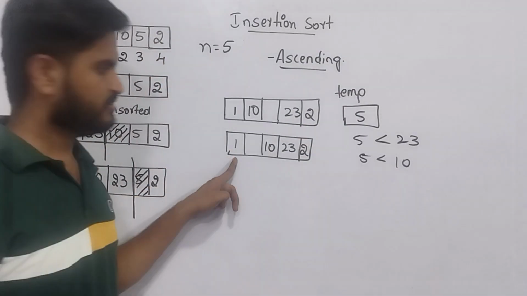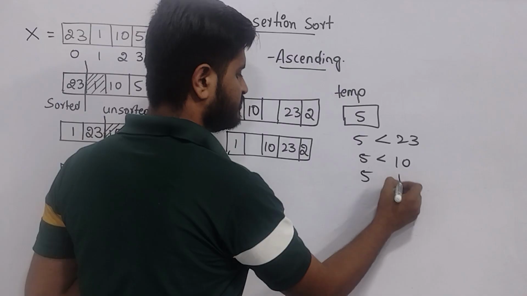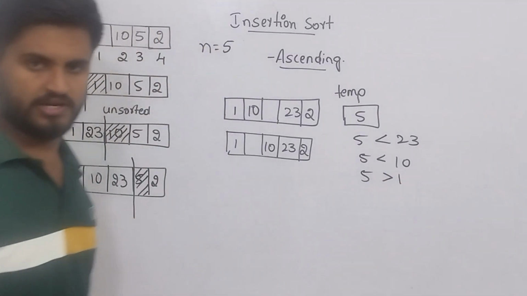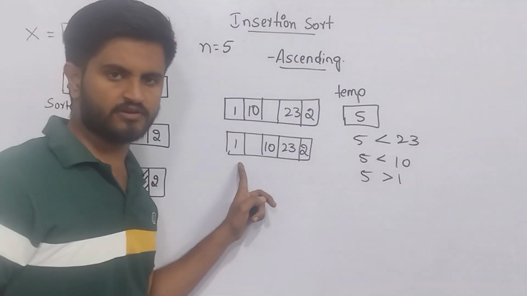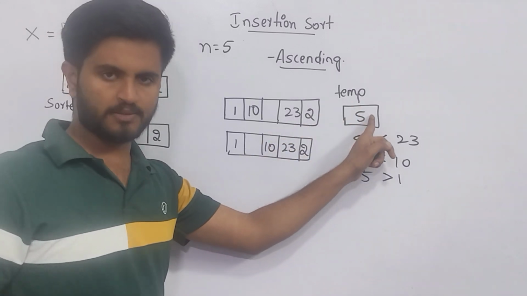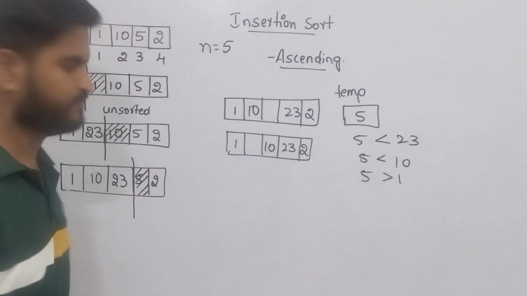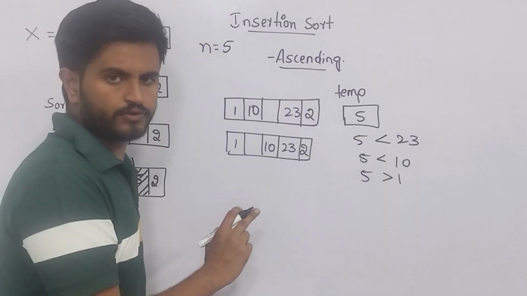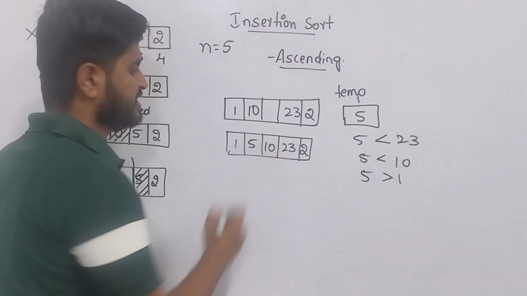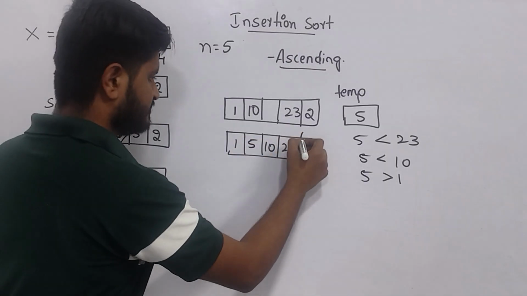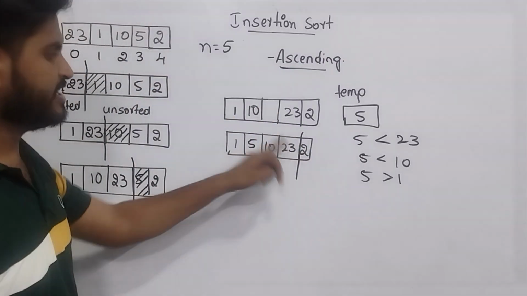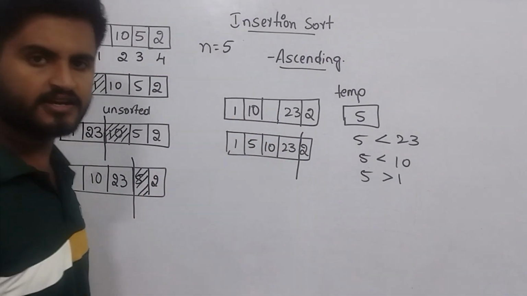Now compare with 1. So 5 and 1, if you compare, 5 is greater than 1. If the value in the sorted sublist is less than the value in the temporary space, keep it as it is. So there is no element left to compare, so you will keep 5 here. Now my sorted sublist is up to here, 1, 5, 10, 23. So they are in the increasing order.